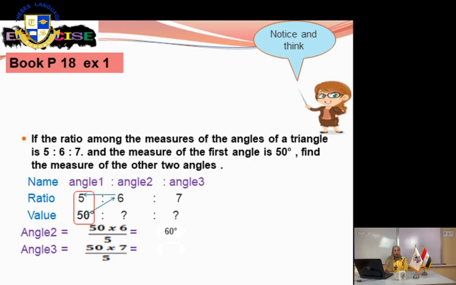If you want to check your answer, you just add them. 50 plus 60 plus 70, it will be 180 degrees exactly. Okay, let's go to another example.